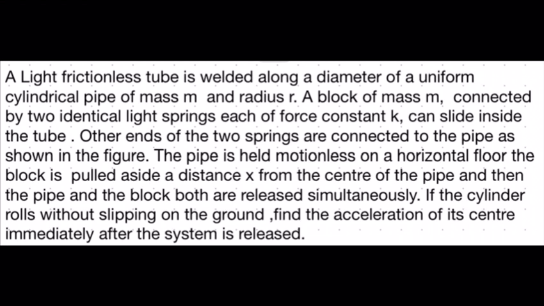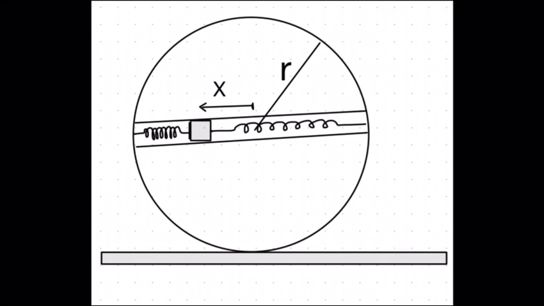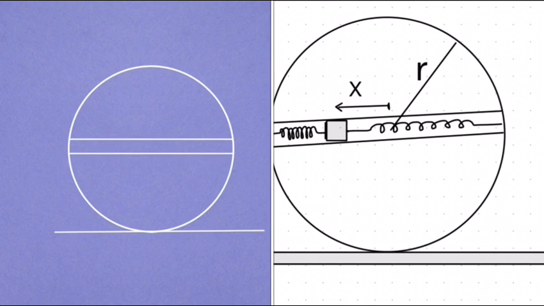Now in this question there is a cylinder in which there is a pipe attached to it along the diameter, and there is a block placed in the pipe with two springs, and the ends of the springs are connected to the cylinder as shown in the figure. The block is displaced from the center by a distance x, and the whole system is released, and just after the release we have to find the acceleration of the center of the cylinder. So this is the question.